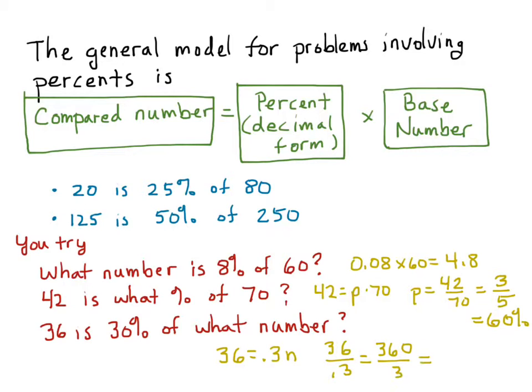All right, so we set this one up the same way with the model in mind. 36 is the compared number, 0.3 is the 30%, the percent in decimal form, n is your base number, so you divide both sides by 0.3, multiply the numerator and the denominator by 10, and we have 360 over 3, which is 120, and we got the correct answer then.